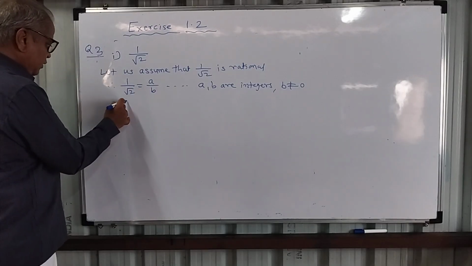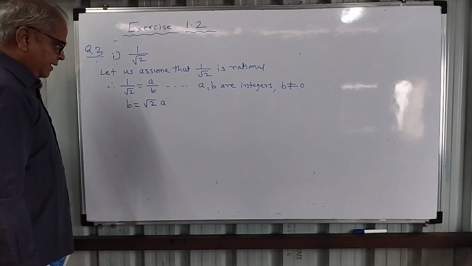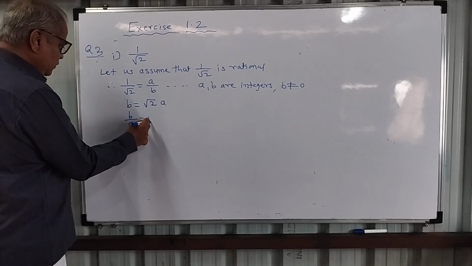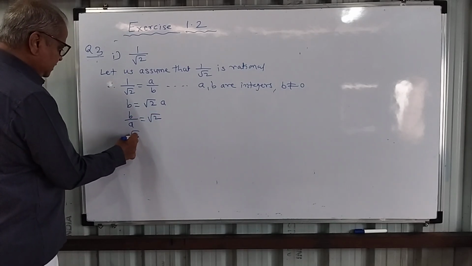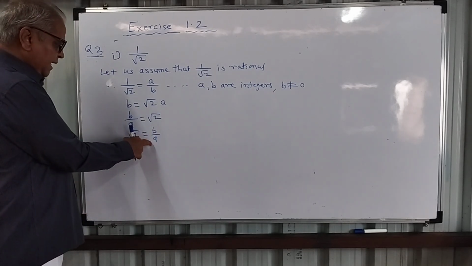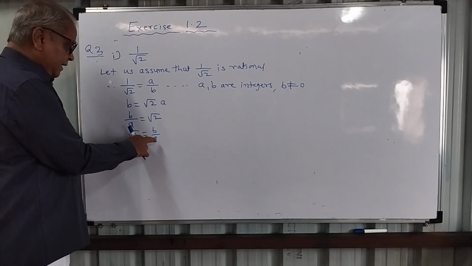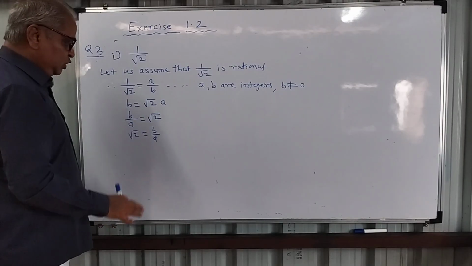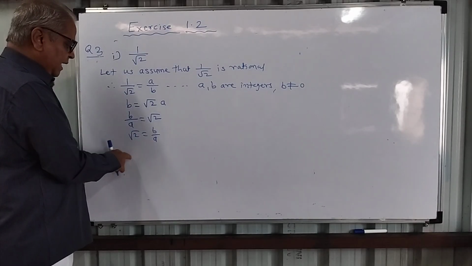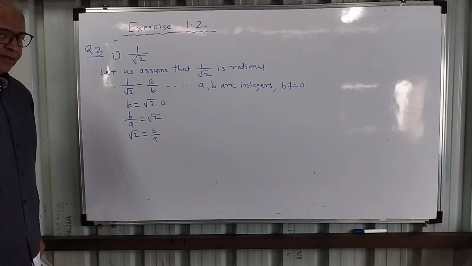Cross multiplication, 1 into b is equal to root 2 a. Now transfer this a here. b upon a is equal to root 2. That means root 2 is equal to b upon a. Now see, b is integer, a is integer, b is not equal to 0, but here we need to mention that for this step a should not be 0. Then b upon a is rational, and since b upon a is rational, root 2 is also rational, but this is again a contradiction to the fact that root 2 is irrational.